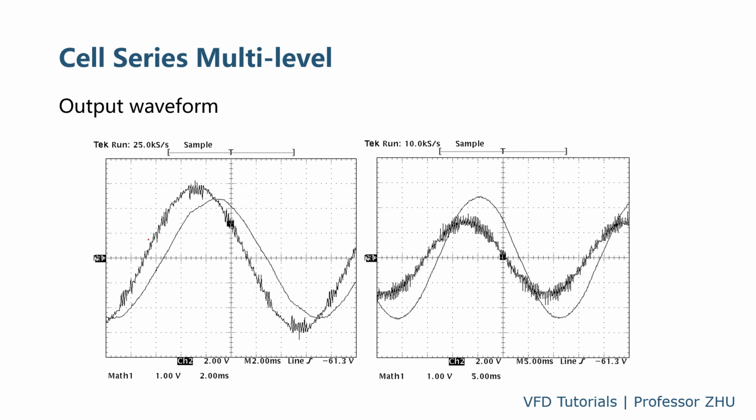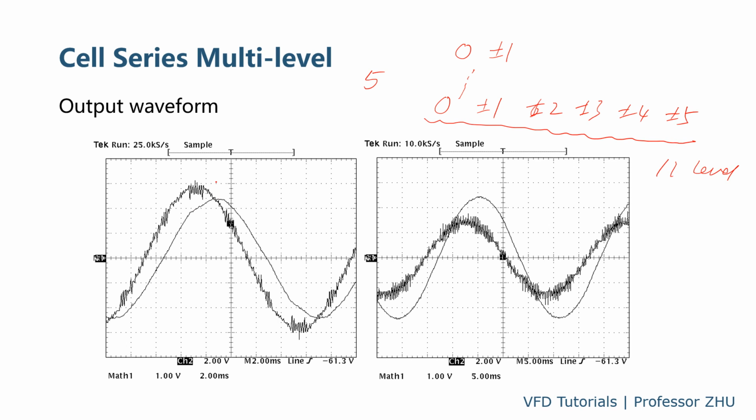And this is the output waveform. The output has multiple levels. For example, if one phase has 5 cells in series, then for each cell the output voltage will be 0 and plus minus VDC. So 5 cells in series will give 0, plus minus 1, plus minus 2. That means if we use 5 cells in series, the phase voltage will be 11 level. So a very good waveform for the voltage, and even better for the current.